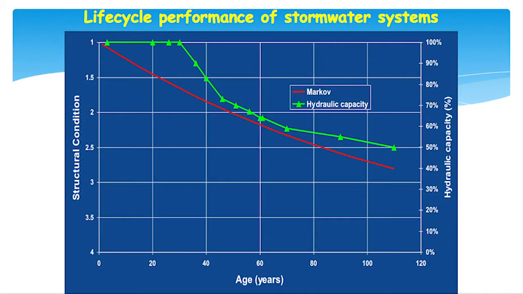It loses its capacity to do that over time, which is shown by the hydraulic capacity, shown as the green line. So after about 30 years, there's a strong decline in the capacity of the system.